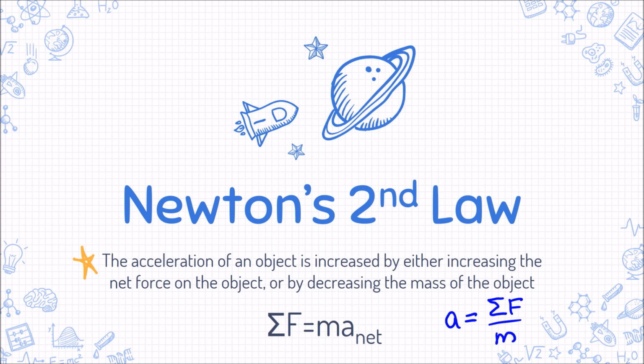If we want to increase the acceleration, we could either increase the force, which is the numerator, or decrease the denominator, which is the mass. So we can accelerate something quite a bit if it's either very light or if we push it very hard.